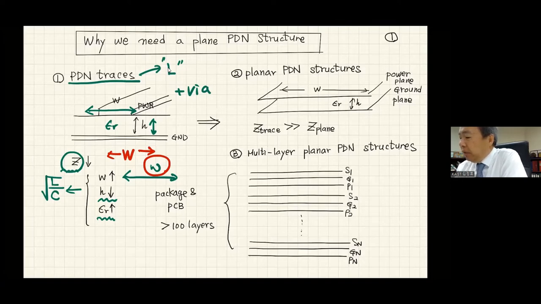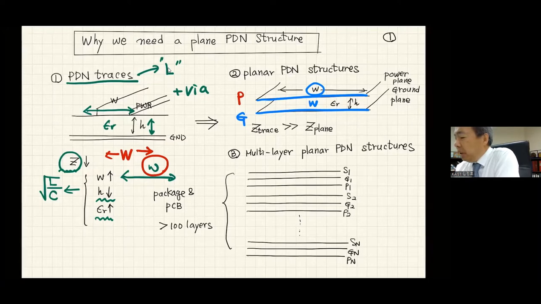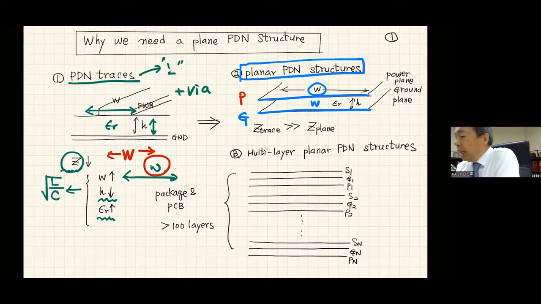Because of that, eventually we're going to have very planar structures. Planar structure means W is very wide, and the ground metal and power metal will have the same width. In the case of signal traces, we are controlling W to make it 50 ohm. But in the PDN structures, we want to make it less than milliohm range. And in order to do that, a power and ground interconnection structure is required to have this planar PDN structure. That is why we usually have planar PDN structure at PCB and package level interconnections.